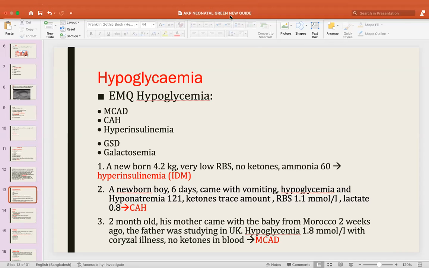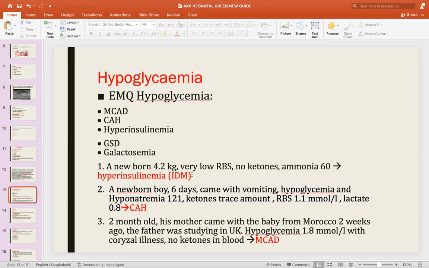Why is this not MCAD? Who can tell me? Why is this not a metabolic disease, fatty acid oxidation defect, MCAD? Why not? In MCAD, ammonia will be raised. Very good. This is 1 point. Another point. Ketones also will be raised. No, no, no. In MCAD, ketone is absent.